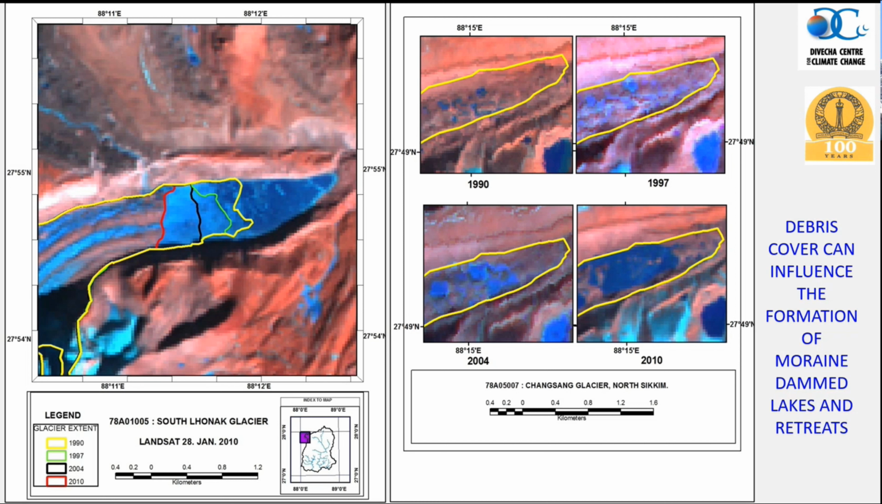But as a larger and larger area of glaciers becomes covered by debris, small ice and water ponds will start forming, and over a period of time these ponds will become larger, and eventually it will become a big glacier lake, a big water body.